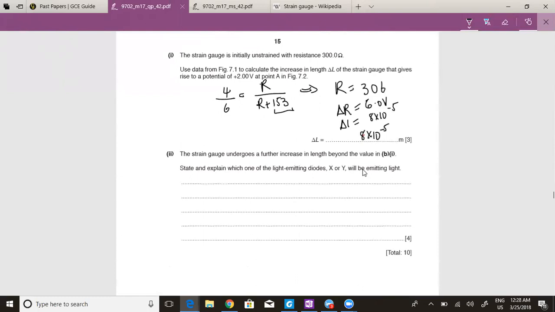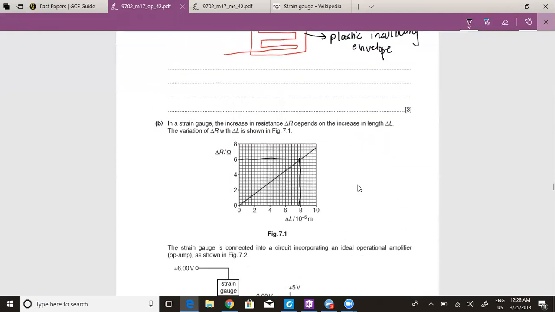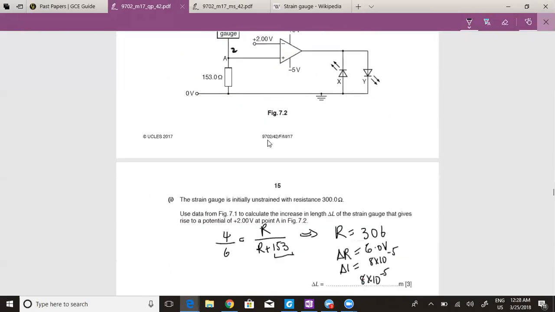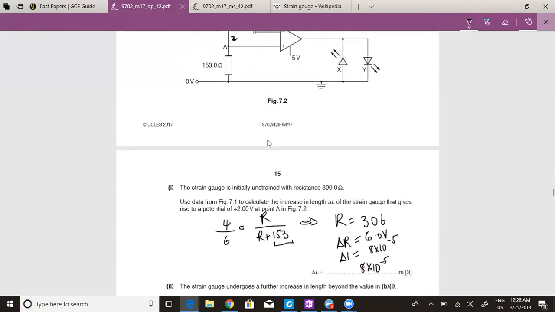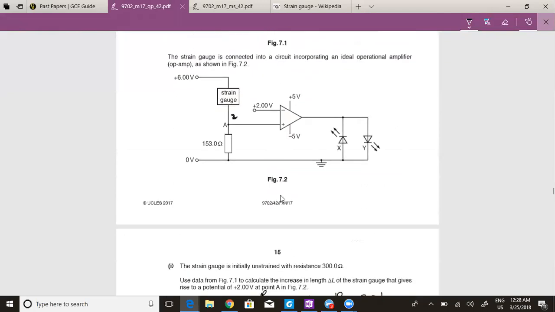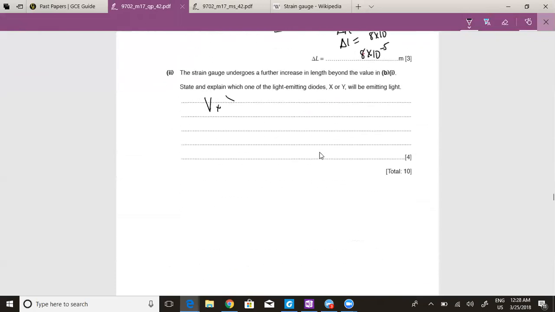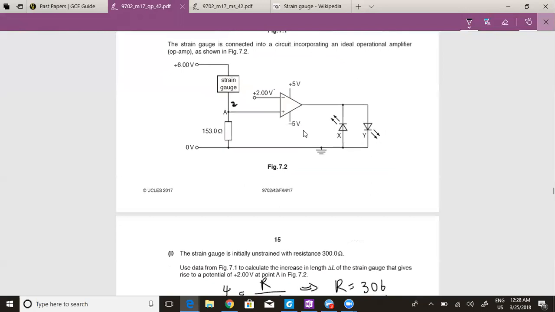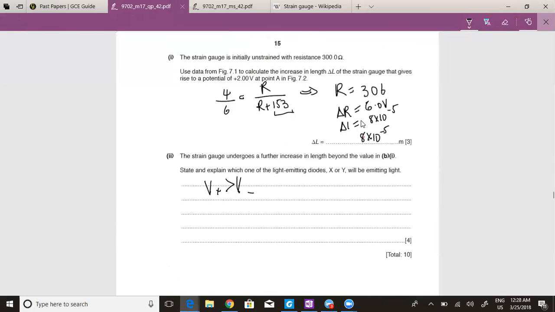The strain gauge undergoes a further increase in length beyond the value in B part 1. So इसकी delta L बढ़ गया है. That means delta R भी बढ़ गया होगा. ठीक है. इसका मतलब है कि strain gauge को ज़्यादा मिल रहा है. That means V plus has to be bigger than V minus. ठीक है. And since V plus is bigger than V minus, then this thing is positive here. So right? Y will shine.